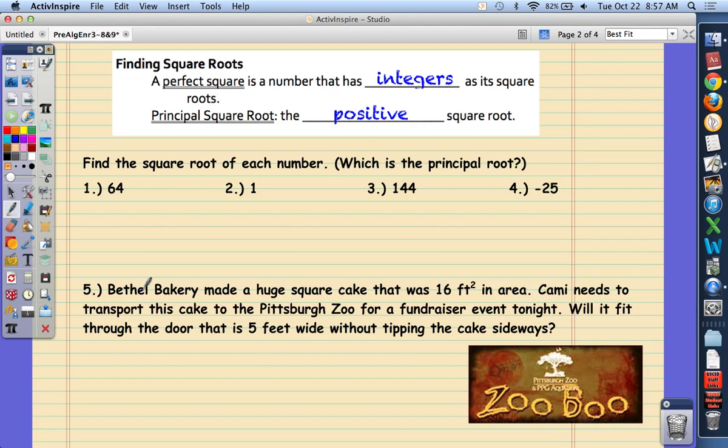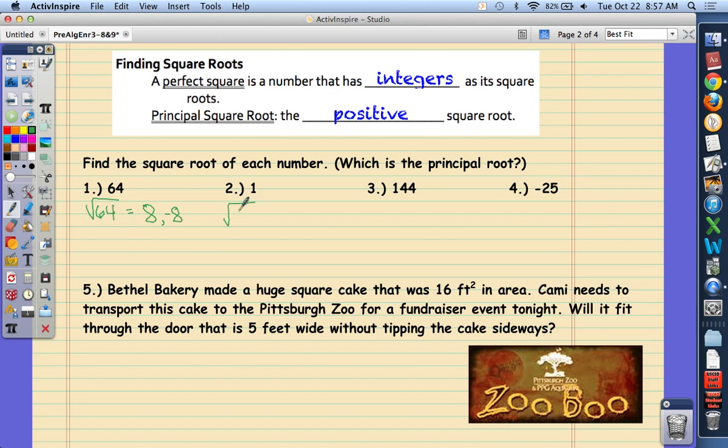Go ahead and try these 4. You can pause if you want to do it ahead of me and then press play. You should be able to do these pretty quickly. Number 4 may hold you up a little bit. So for number 1, the square root of 64, we're going to get 2 roots. What times itself gives me 64? It would be 8 times 8, or negative 8 times negative 8. So 8 and negative 8 are the square roots of 64.